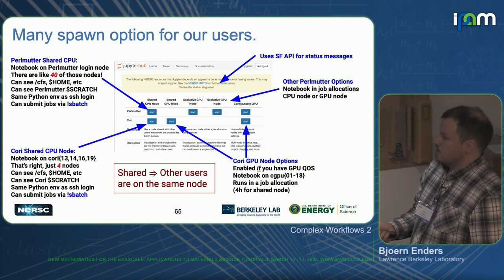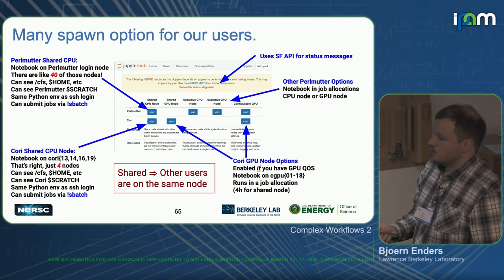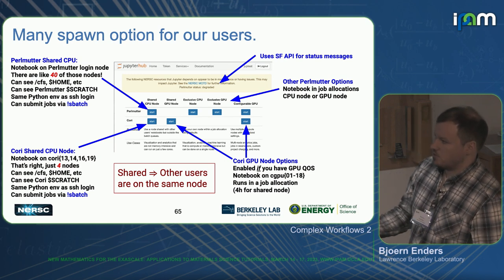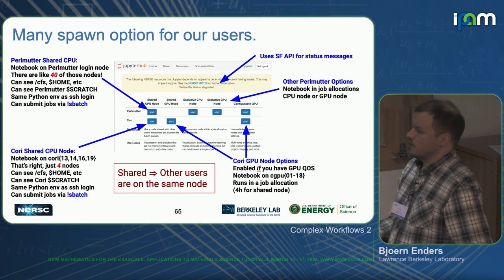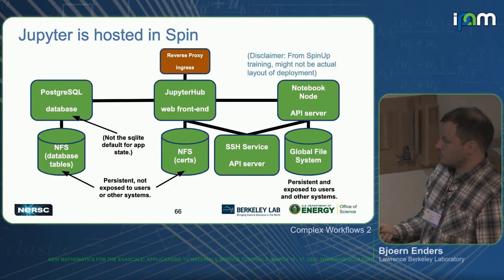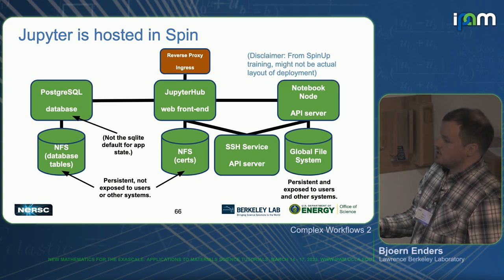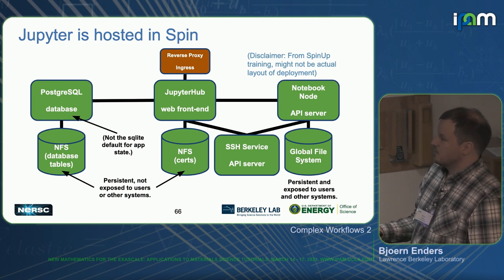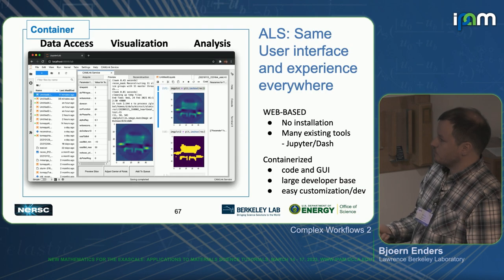You have to be conscious that if you use a shared node, that means other users are on the same node. So you shouldn't run a process that takes up the whole memory of that node. And just like the API is hosted in Spin, Jupyter is also hosted in Spin. I don't know if that's the actual deployment, but yes, we host Jupyter in our own infrastructure.